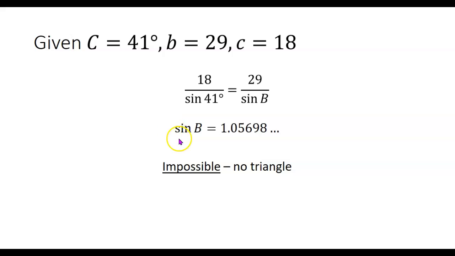This is impossible. Sine can never be greater than 1. If you tried to ask your calculator for the arc sine of 1.05 something, it would give you an error message. So what that means is that this situation is impossible. There's no triangle that has these dimensions. And the way we knew was when we tried to follow the law of sines, we got a sine of B that was greater than 1.